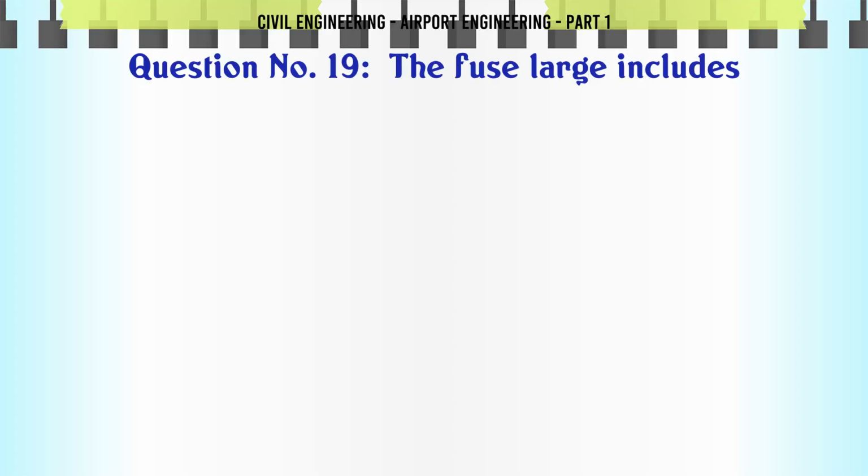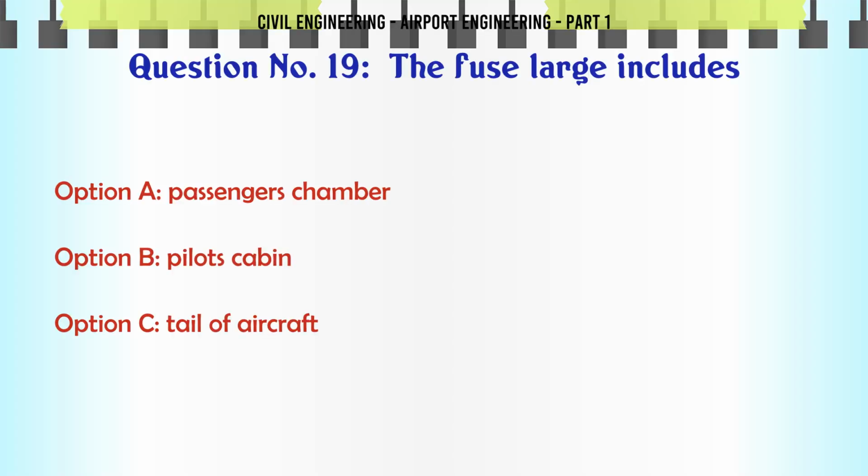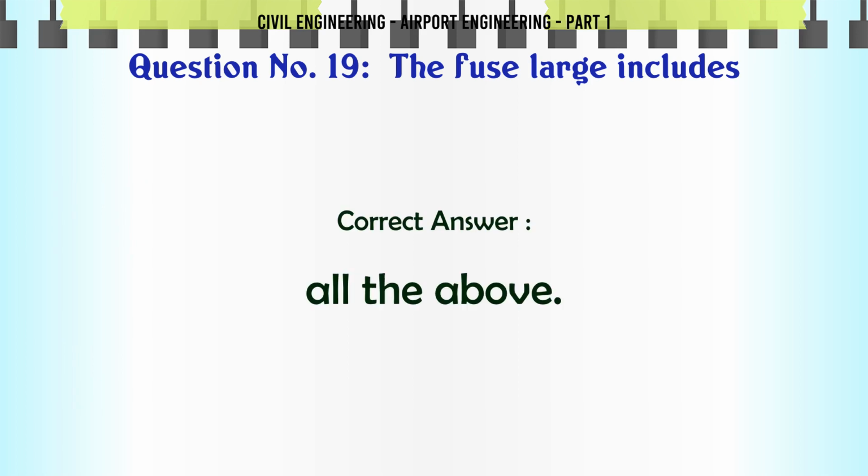The fuselage includes: A. passenger's chamber, B. pilot's cabin, C. tail of aircraft, D. all the above. The correct answer is all the above.